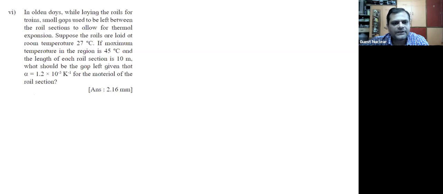In olden days, while laying the rails for trains, small gaps used to be left between the rails to allow for thermal expansion. Suppose the rails are held at room temperature of 27 degrees Celsius. If maximum temperature in the region is 45 degrees Celsius, okay, and the length of each rail section is 10 meter, okay, length of each section is also given. What should be the gap left given that alpha is equal to 1.2? Okay, ये हमने already किया है actually. The gap मतलब क्या? Change in length.